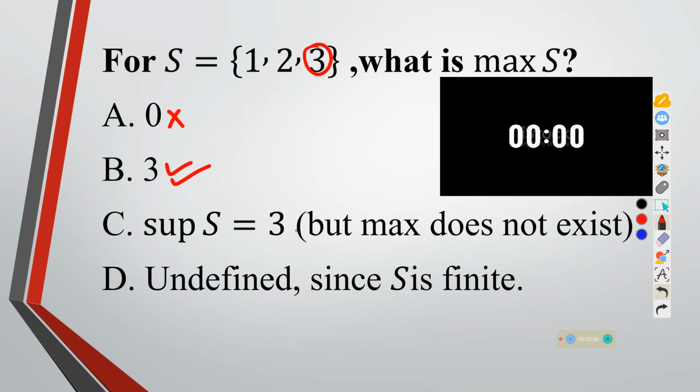Supremum of S is equal to 3, but maximum does not exist. This is not true because 3 is an element of the set. The maximum is an element of the set, and if the maximum is an element of the set, it means the maximum exists, and that maximum is the same as the supremum. So this one is not true when you say the maximum does not exist. D is undefined since S is finite. This is completely out. So B will be the correct option. The largest element is 3, and 3 is an element of this set.